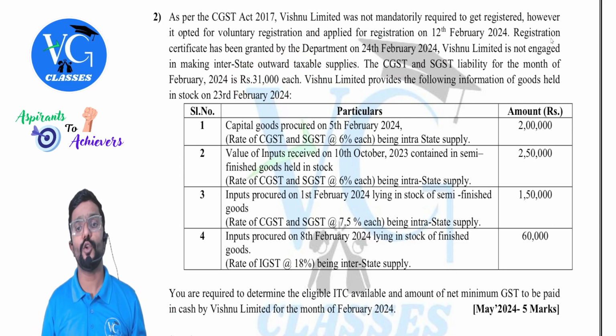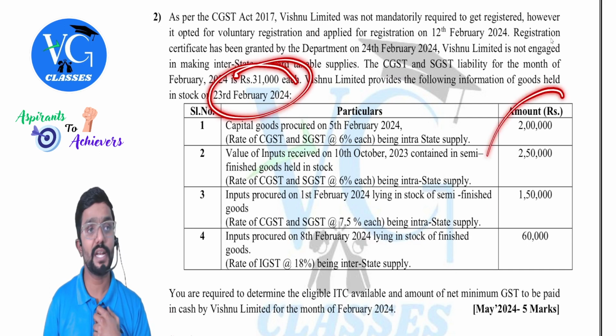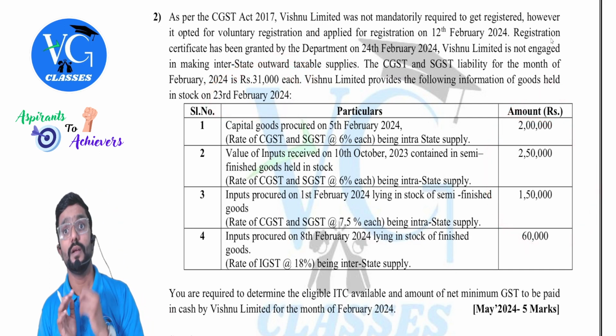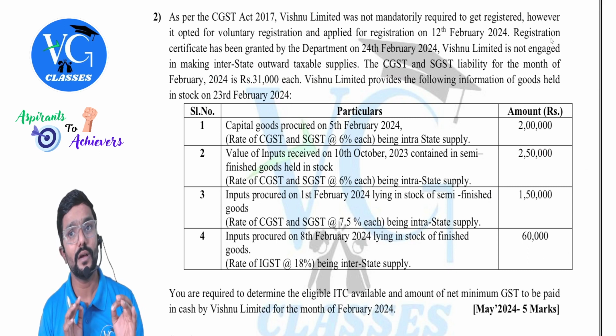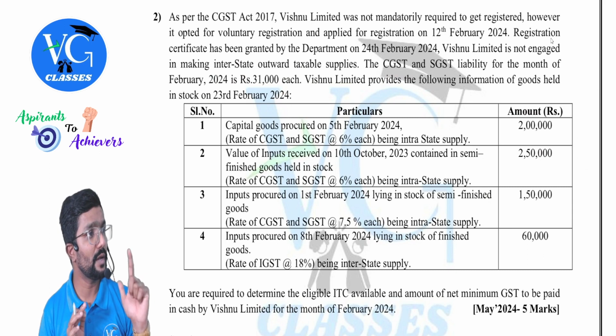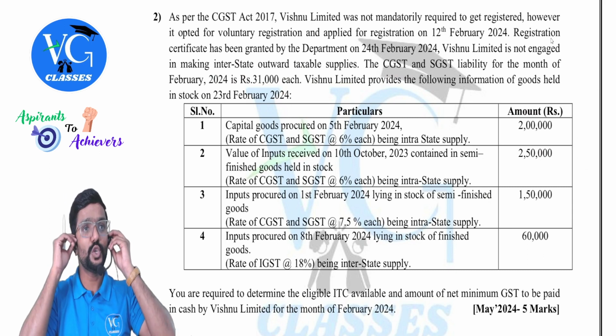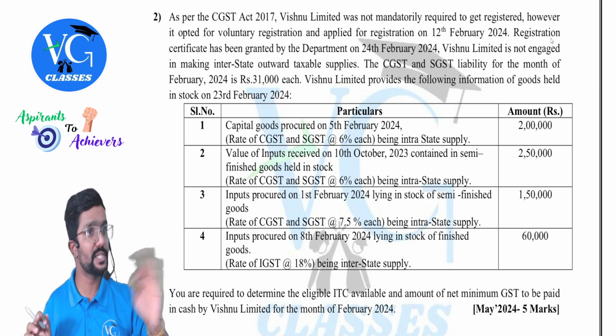Vishnu Limited provides the following information of goods held in stock on 23rd February. Why are they giving this, sir? Because is this credit available? Yes. But the goods are only raw material, WIP and finished goods. Raw material, WIP, finished goods. Sir, what about capital goods? Not available. For the first two cases, 18(1)(a), 18(1)(b), capital goods is not covered.